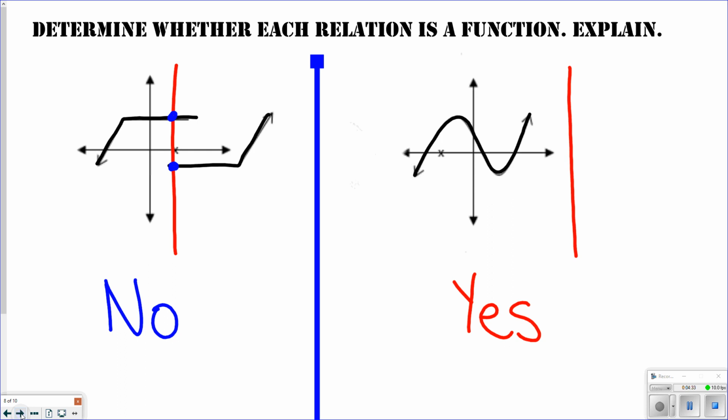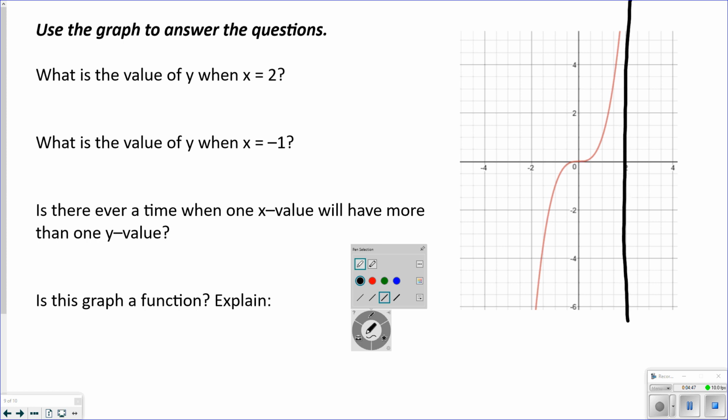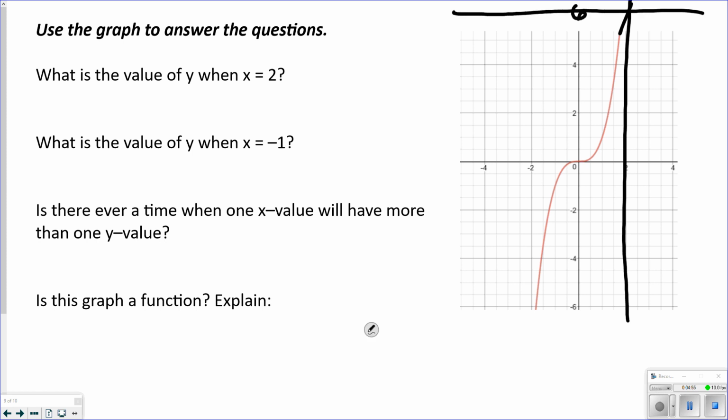Our final page is to answer some questions about this graph right here. So it says, what is the value of y when x equals 2? So if we look at this, our x value is 2 right here. Now, our graph is not touching that, but if we extended it, we would see that it's about touching at when y equals 6.